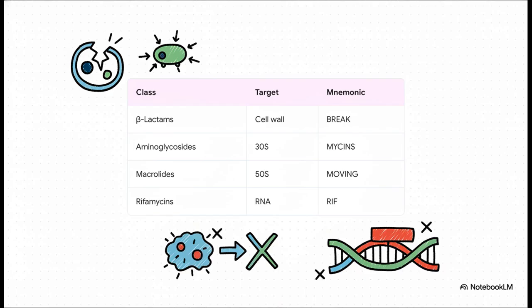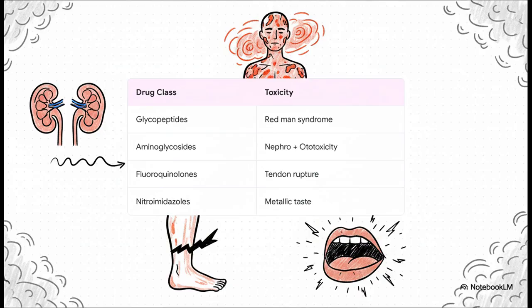You've got beta-lactams breaking the cell wall, aminoglycosides hitting the 30S, macrolides stopping the 50S from moving, rifamycins blocking RNA. Before you even walk into that exam room, you should be able to recreate this basic grid entirely from memory. It acts as the structural foundation for the specific toxicities we're about to layer on top. Because examiners love testing you on specific signature toxicities.